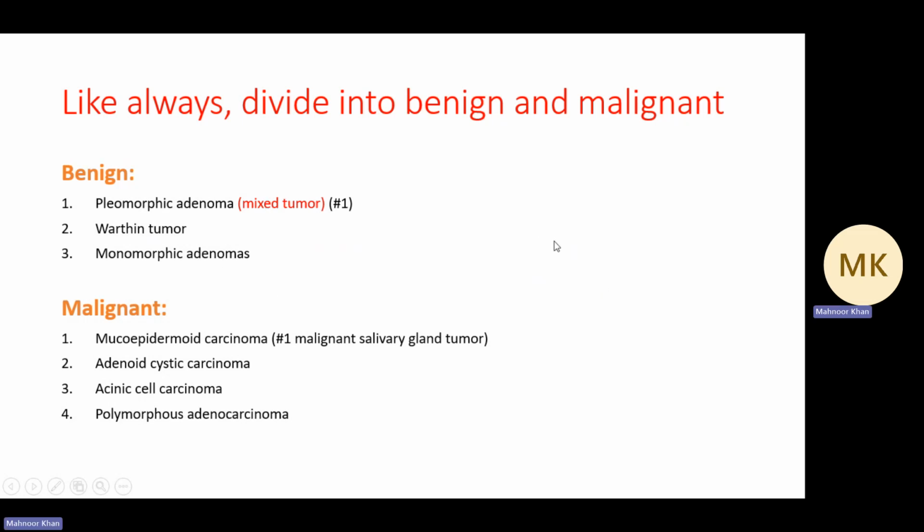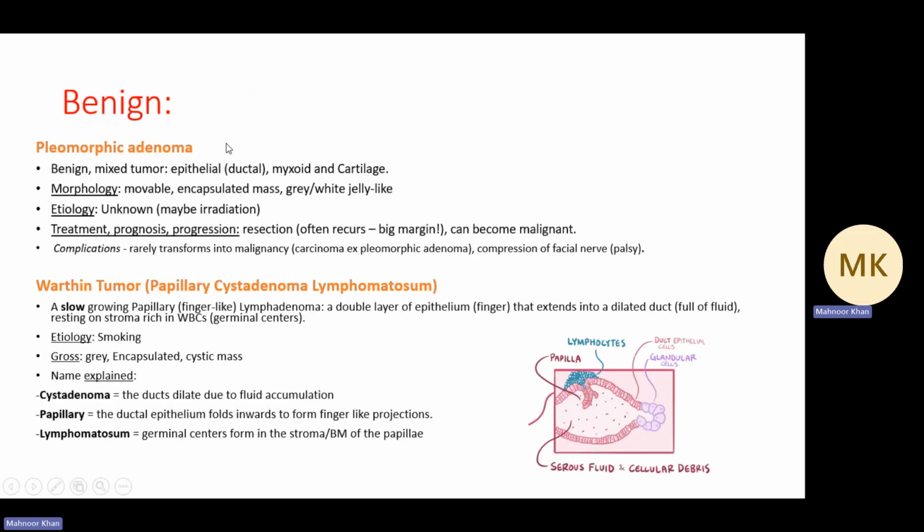The most common salivary gland tumor is the pleomorphic adenoma. I think you already know, and it's a mixed tumor. You need to know this very well, like it's a fact we get. Okay. So next, let's begin with the benign ones with their details.